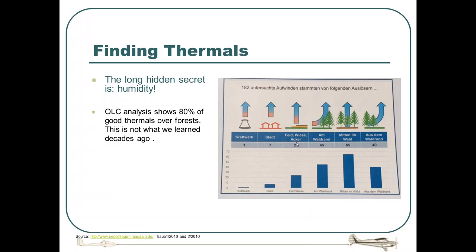So OLC analysis shows 80% of good thermals were over the forests. And this is not what we learned decades ago. Definitely not. We were taught there's no lift over forests. Now what we have found here, and I found this and quite a few other pilots have found it, in the late afternoon, the forest will actually save you on the way home. There's always good lift there. They're like storage batteries. They take a long time to warm up, and then they last well into the afternoon.